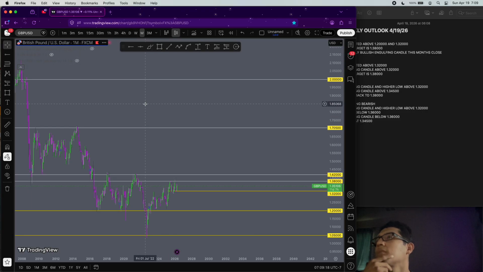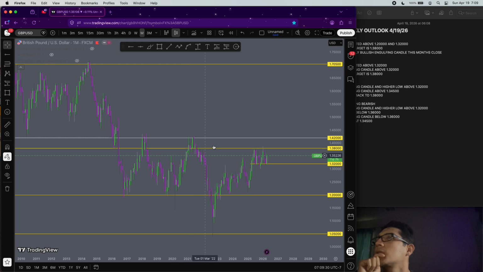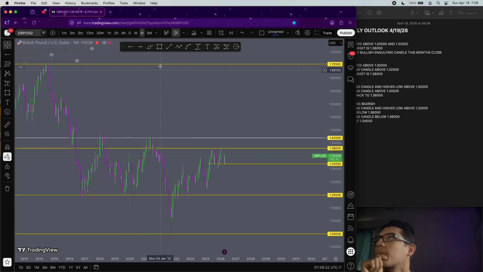Let's get on the monthly. You always want to start, well, it doesn't matter if you're a scalper, a day trader, or a swing trader, you have to start with the top-down analysis. So right off the bat, on the monthly, fully bullish. Previous area of support about 120 respected, and then another area of support about 132 that got respected.